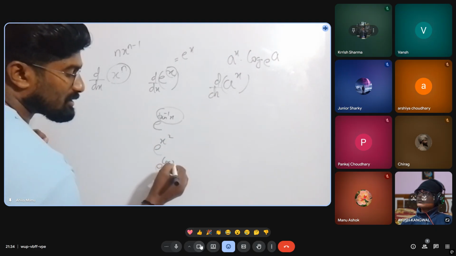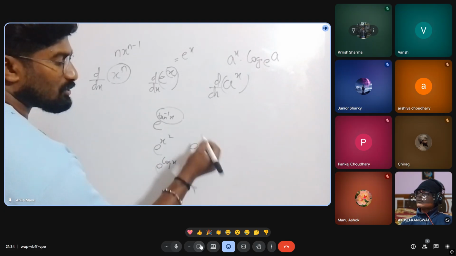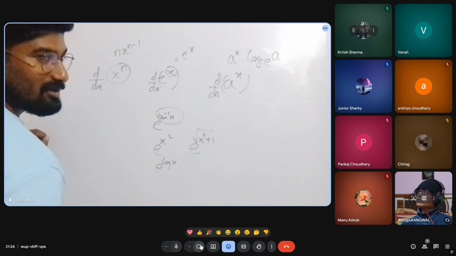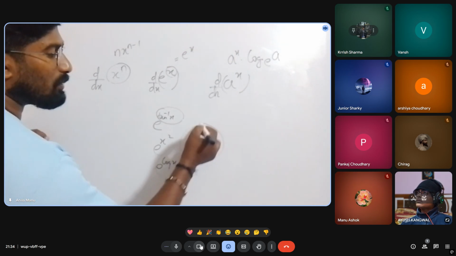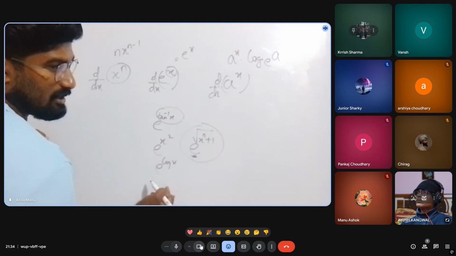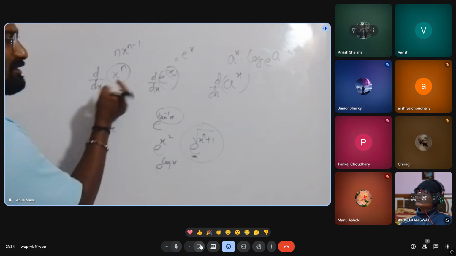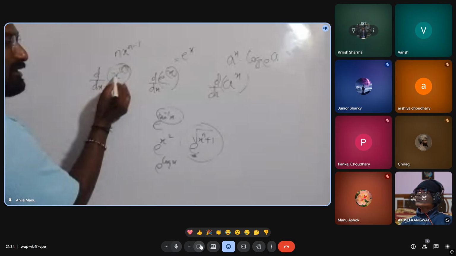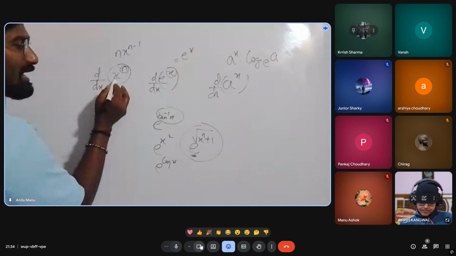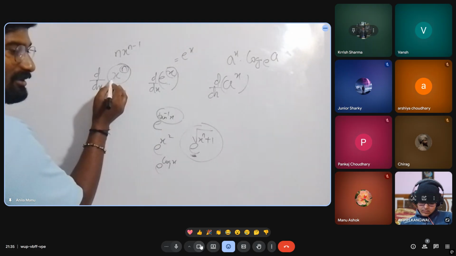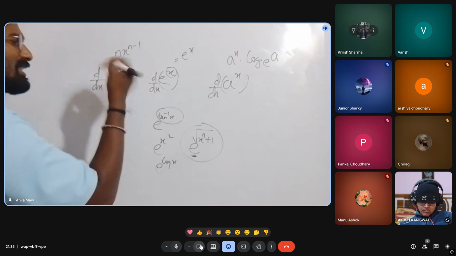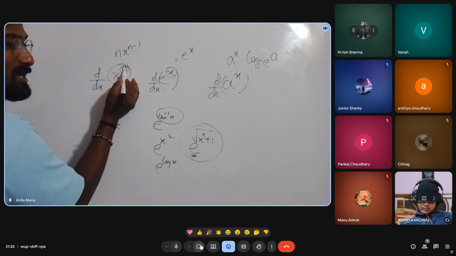You can write e raised to log x. You can write e raised to square root of x raised to n plus 1. Do you understand? These all we can solve by using this property. What is the condition here? The base should be e. Here what is the condition? The power must be an integer, which means 1, 2, 3, 4, 5, 6, any number, 100, anything you can take. X can vary here. If you want log x, tan x, square root of x raised to n, root x, anything you can consider. But the power must be an integer.